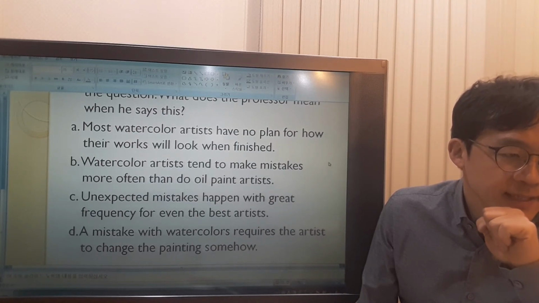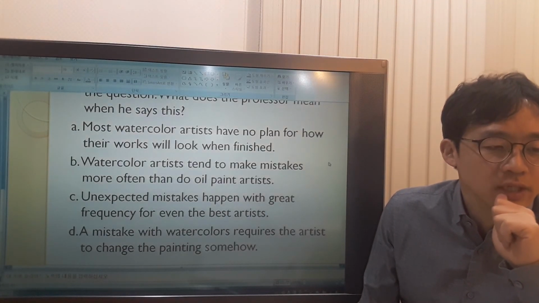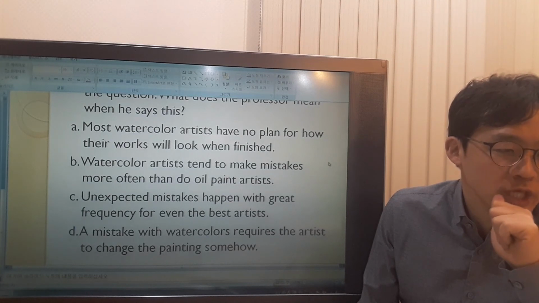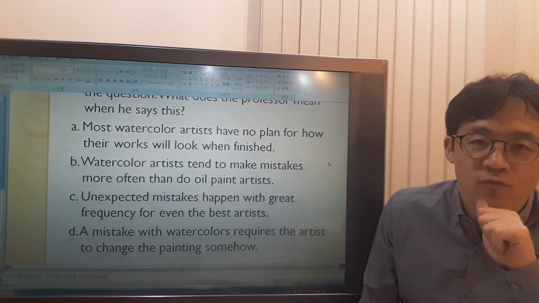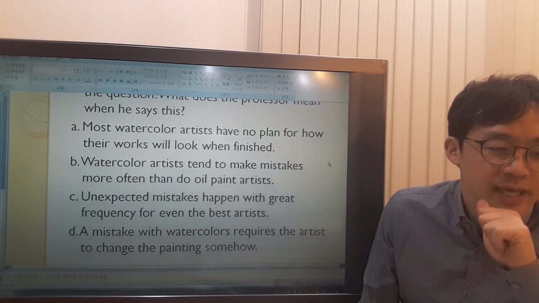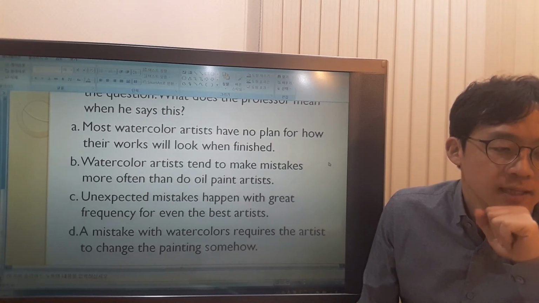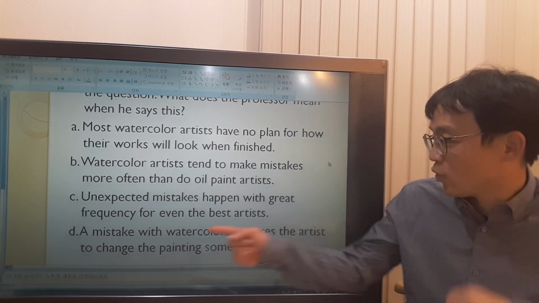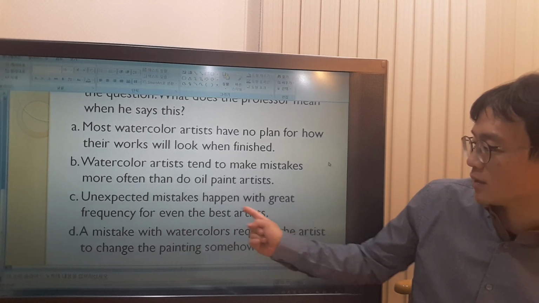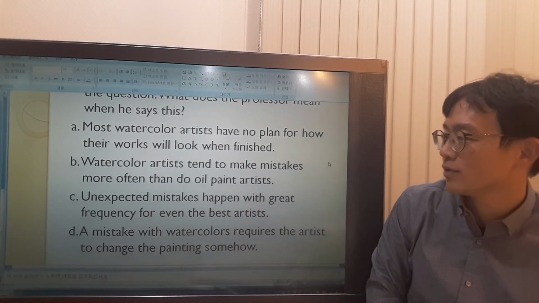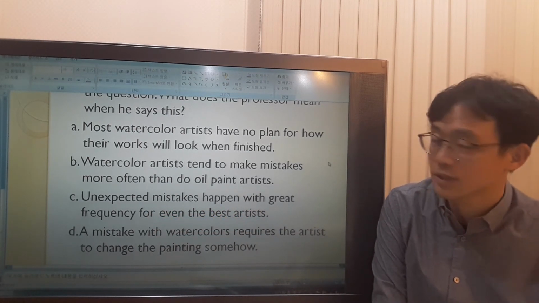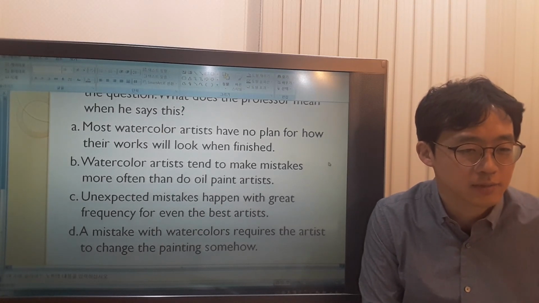C. Unexpected mistakes happen with great frequency for even the best artists. Unexpected mistakes happen with great frequency. What is frequency? Frequency is how often something happens. So great frequency means very often. But this is not about, for even the best artists, okay? It's not about this. So this is not the answer. So the answer is D.